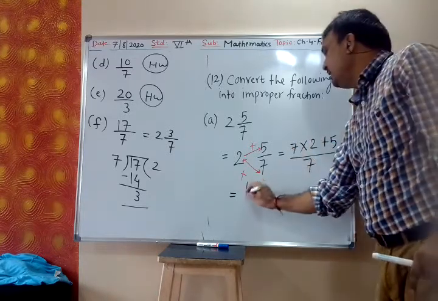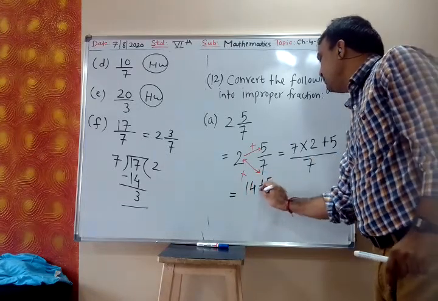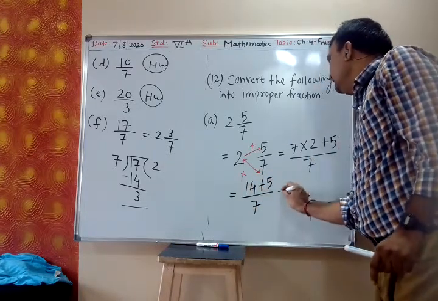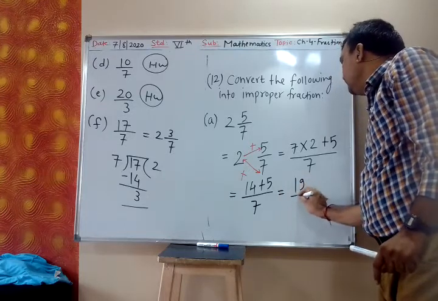7 2s are 14. 14 plus 5 upon 7, and that is 19 upon 7 is the answer.